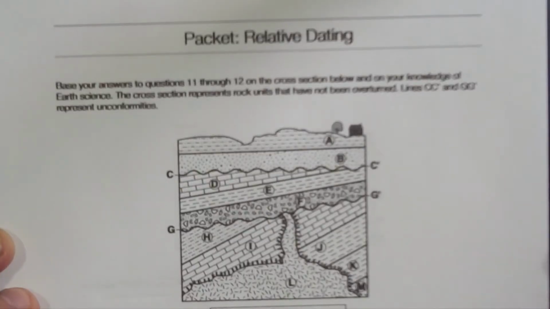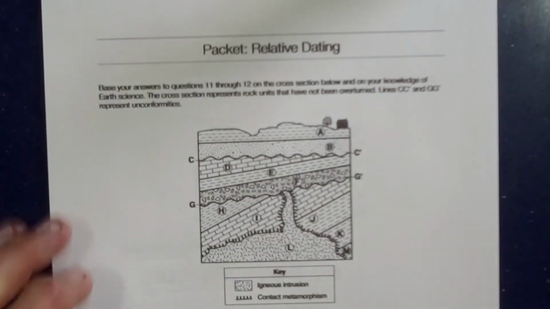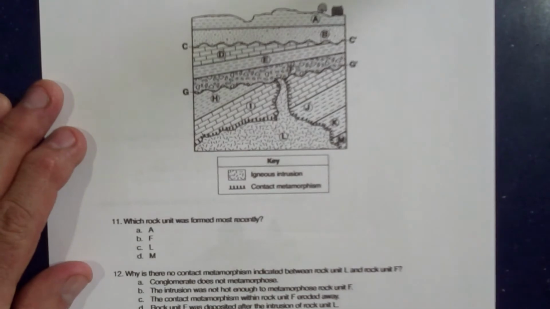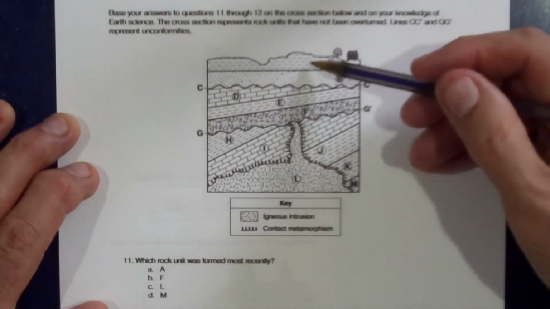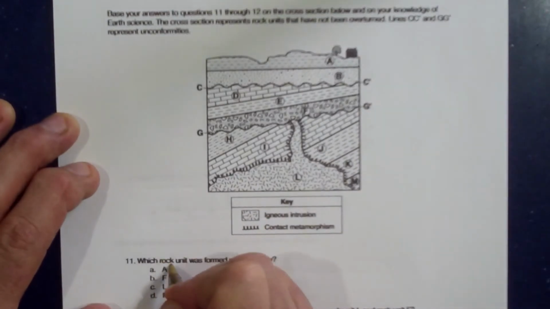Base your answers to questions 11 through 12 on the cross-section below and on your knowledge of Earth science. The cross-section represents rock units that have not been overturned. Lines C, C prime, and G, G prime represent unconformities. Which rock layer was formed most recently? So on the basis of the law of superposition, we'll go with rock layer A at the top.